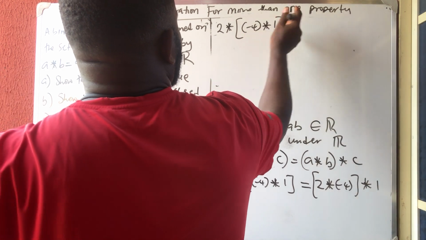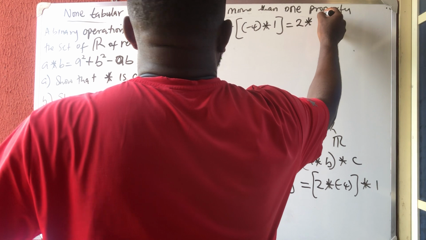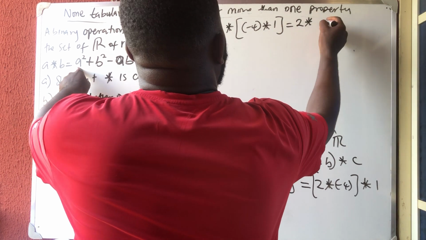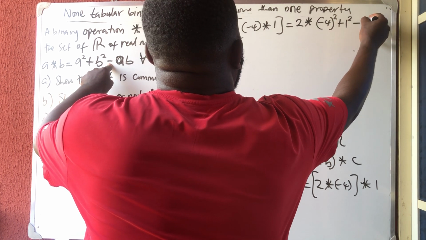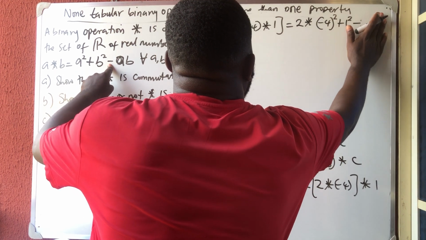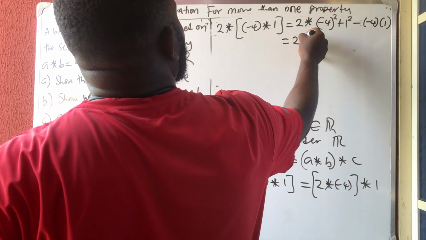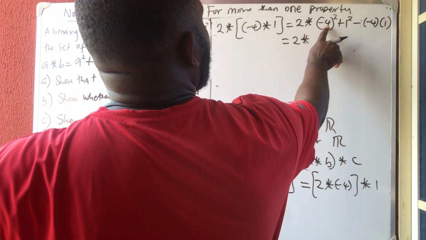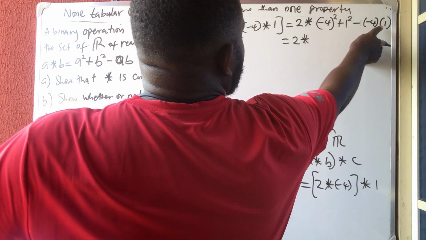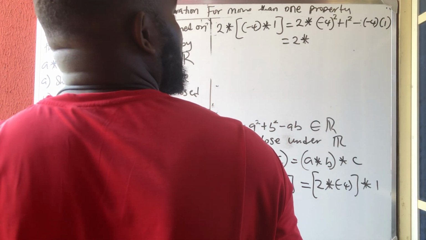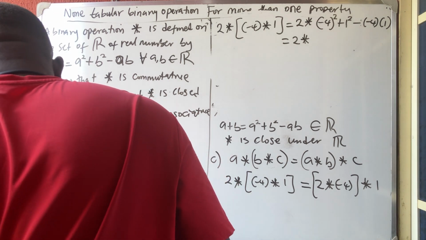First of all, let us get this one. Getting minus 4 star 1, this will give us minus 4 all squared plus 1 squared, then minus minus 4 into 1. Now, if you do here, you are getting 16 plus 1, 17. 17 plus 4, because here is giving me 4, that is 21.